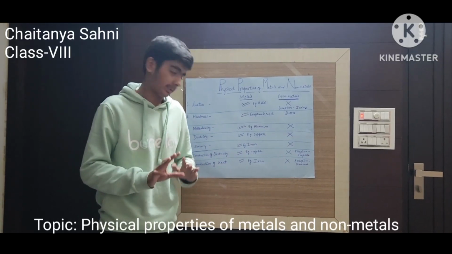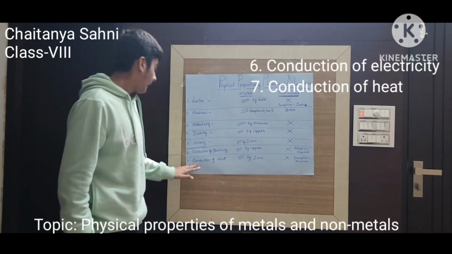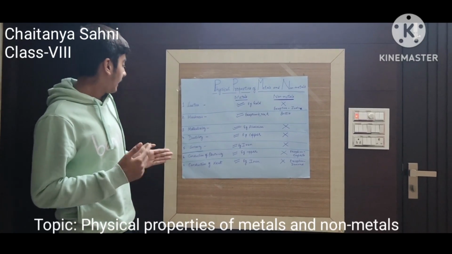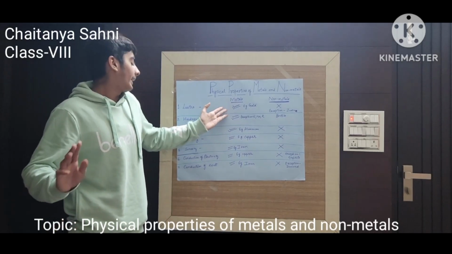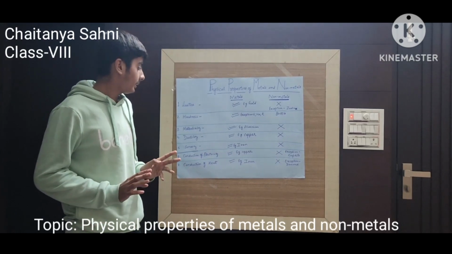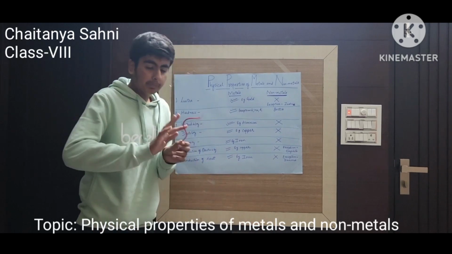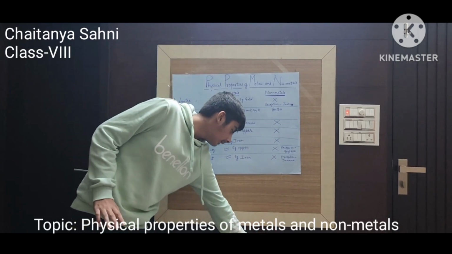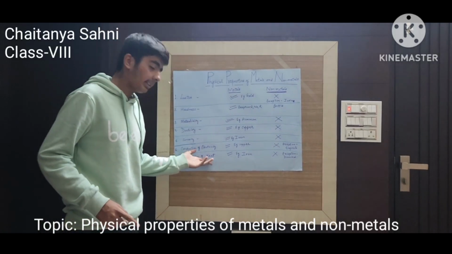The sixth and seventh properties are conduction of electricity and conduction of heat. Metals are good conductors of electricity and good conductors of heat. Let's understand by an example. Copper is used to make an electric wire, meaning it is a good conductor of electricity. But the coating on the top of the wire is made up of plastic to protect us from electric shocks. Metals are good conductors of heat.